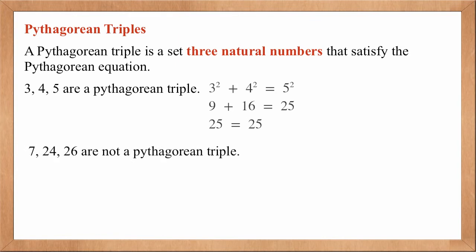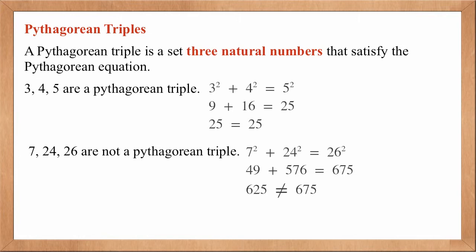7, 24, and 26 are not a Pythagorean triple. Why? Well, 7 squared plus 24 squared, we'll assume at this instance that it equals 26 squared. But when I square 7, I get 49. When I square 24, I get 576. And when I square 26, I get 600. And that's not right. Let me do that again real quick. I hate to have that happen in the video, but it's better that I do this now.